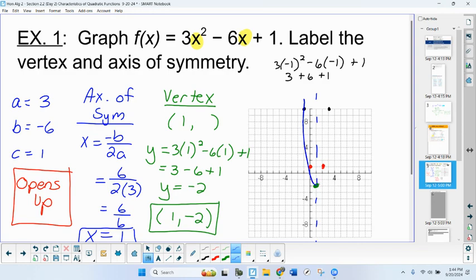It is a U. Make sure you make it a U, not a V. Put arrows on it because it goes on forever. Kind of a lot for one problem. That's why you don't have a ton tonight.